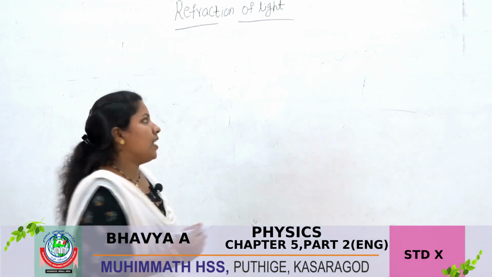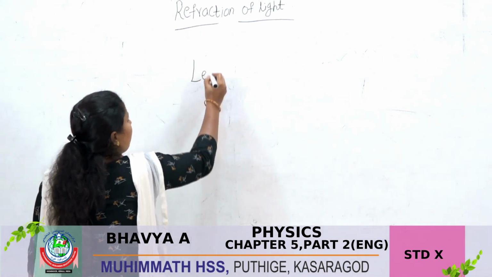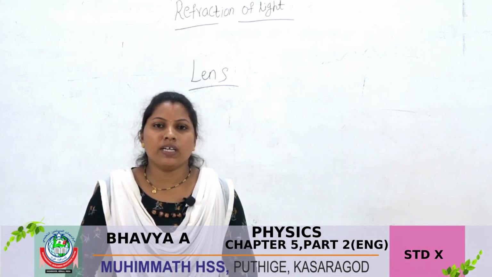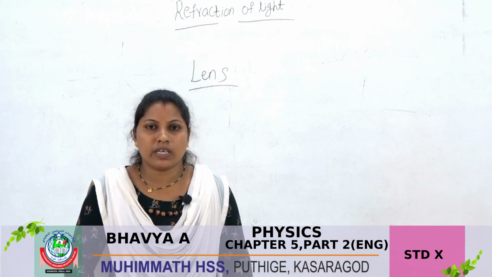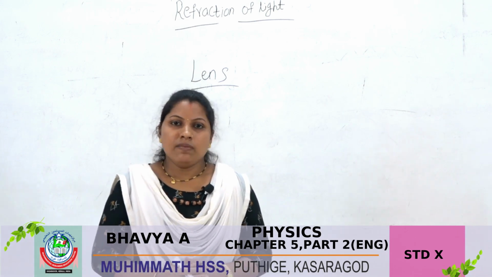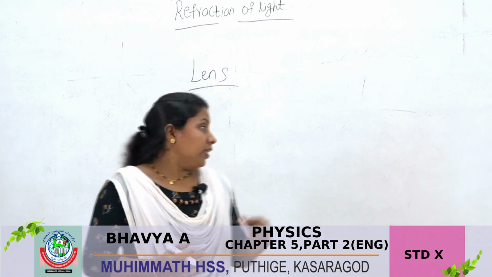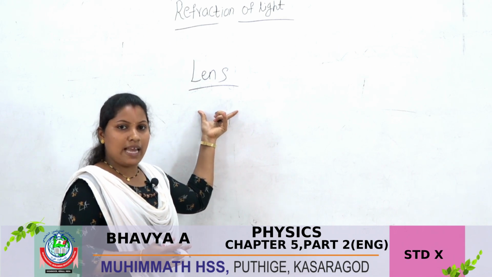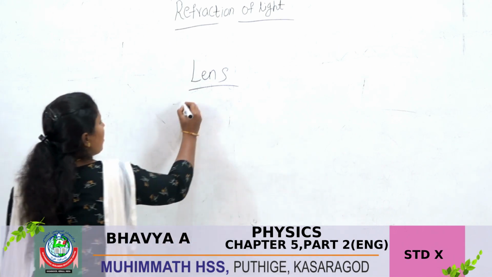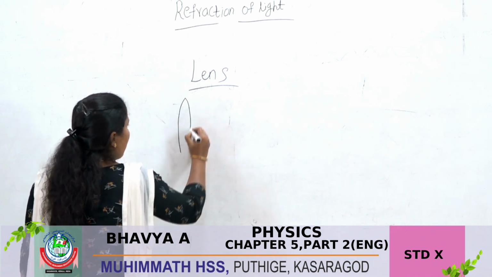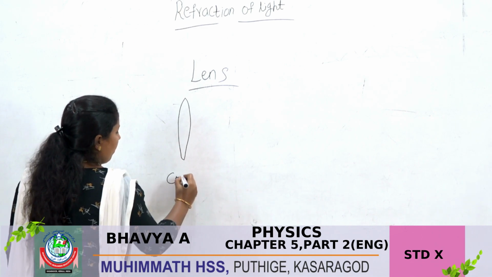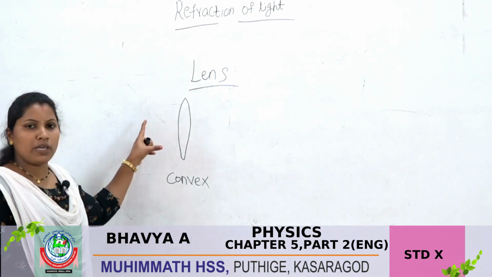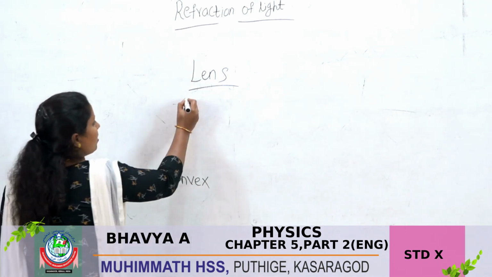Next, we are discussing lens. What is a lens? A lens is a transparent medium. You studied different types of mirrors in the 4th chapter, but in this chapter we are studying lenses. There are two types of lens: one is the convex lens and another is the concave lens. The convex lens is formed between two imaginary circles.